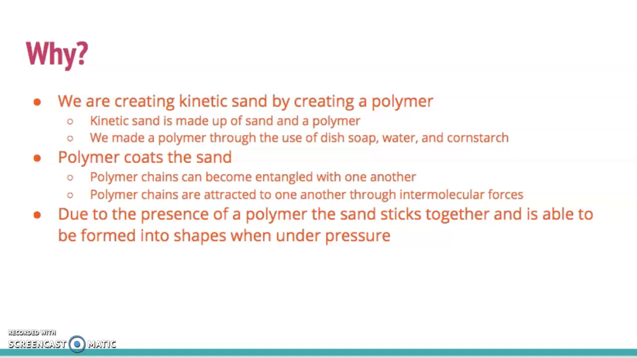So typically sand is just, as you know, free flowing over each particle. So if you imagine dry sand at the beach, if you would pick it up and open your fingers, it would just slide through. But as we saw, kinetic sand is different in the fact that you're able to shape it and form it. So this is due to the polymer chains becoming entangled with one another. So these polymer chains are long and they could physically actually become entangled, or the polymer chains are also attracted to one another through intermolecular forces.